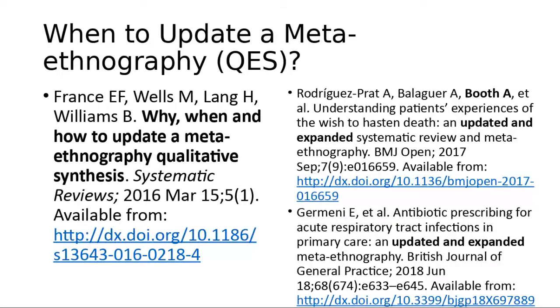And these considerations also apply within the area of qualitative reviews, qualitative evidence syntheses, in this case exemplified by meta-ethnography, a very useful methods article by France and colleagues, Why, When and How to Update a Meta-Ethnography. And on the right-hand side, we have two examples, including one that I was involved in with collaborators from Barcelona, which not only updated an existing meta-ethnography, but also expanded its coverage and findings.